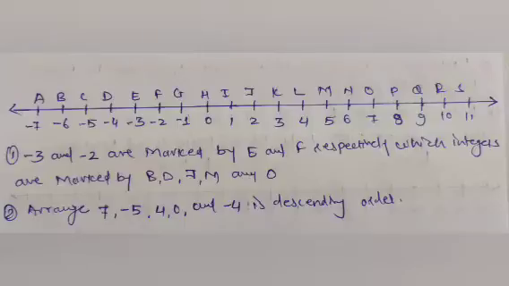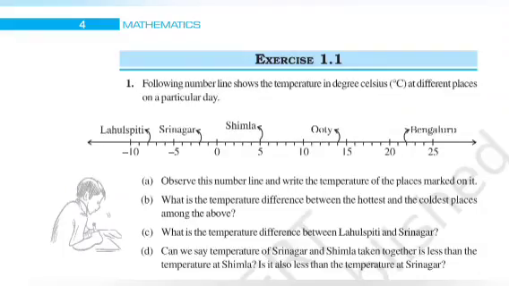So in the second sub question, we have to arrange 7, minus 5, 4, 0 and minus 4 in the descending order. Descending order means the bigger number comes first. So 7, 4, 0, minus 4 and minus 5 are the correct answer.